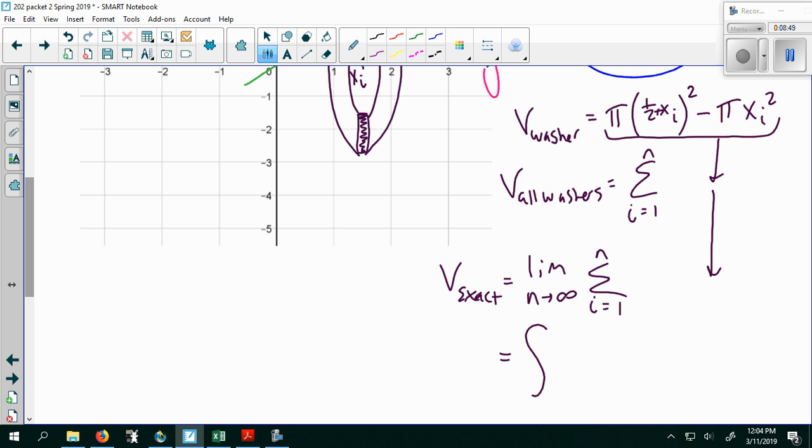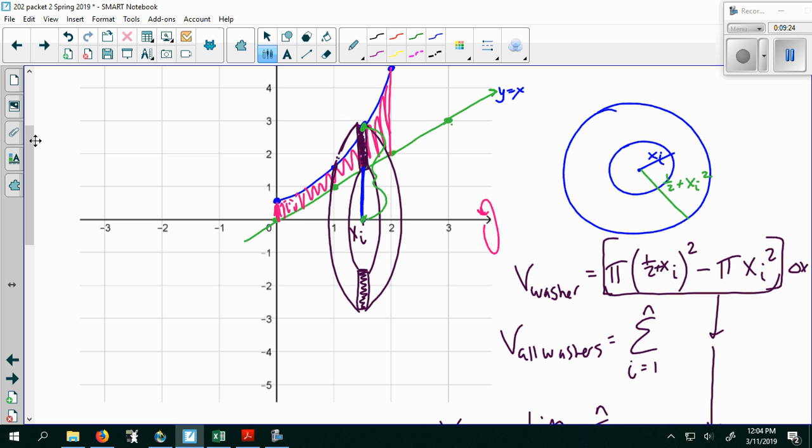So this is the integral, and I'm going to translate by dropping the sub i's and changing my delta x to a dx, which makes me realize that I did not multiply times delta x. There we go. Okay, so this becomes pi times (1/2 plus x squared) squared minus pi x squared dx. And my bounds of integration, I have to think about where am I stacking up these washers.